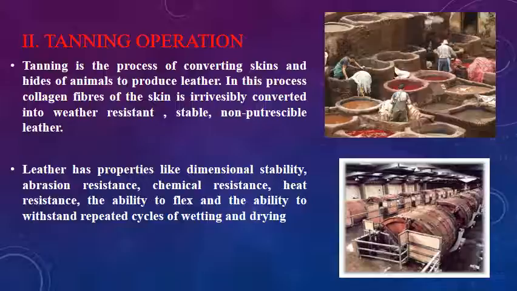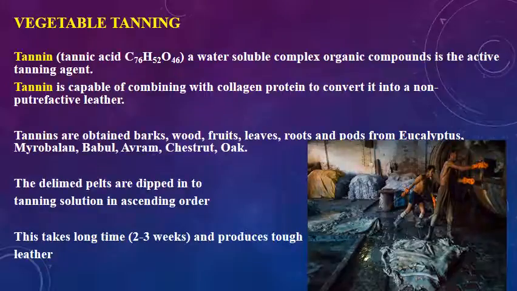So we will see the actual tanning process next. It is done in two ways, by vegetable tanning and chemical tanning. In the top picture we can see that tanning extracts from plants are used, whereas in the bottom we can see the modern process of tanning, which is done in a drum using chemicals like chromic sulfate. Now we will understand the actual tanning, which is done in two ways. One is vegetable tanning, another is chemical tanning.